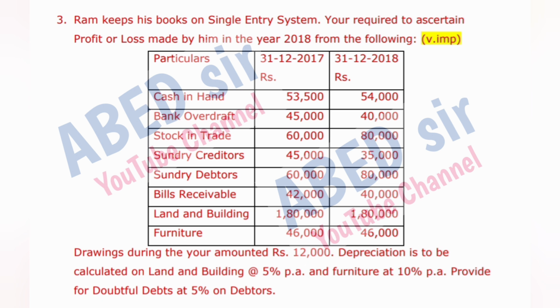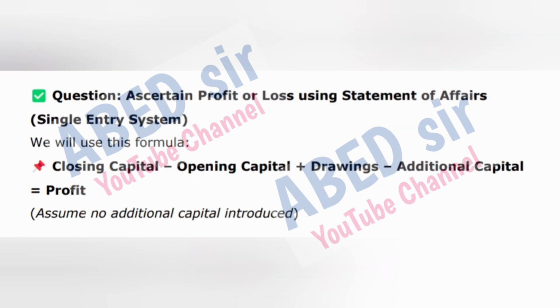Depreciation is to be calculated on land and building at 5% per annum and furniture at 10% per annum. Provide for doubtful debts at 5% on debtors. Question: ascertain profit or loss using statement of affairs, single entry system. We will use this formula: Closing capital minus opening capital plus drawings minus additional capital is equal to profit. Assume no additional capital introduced.